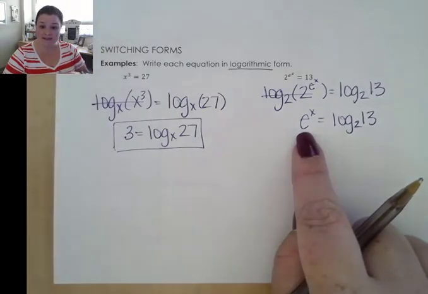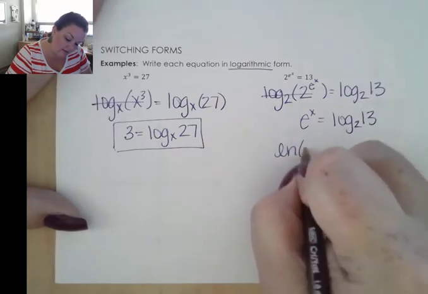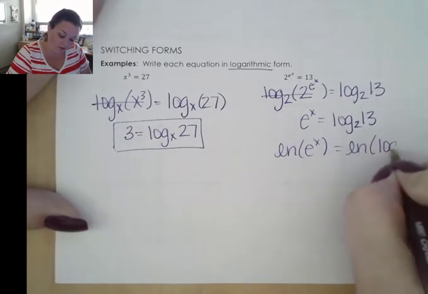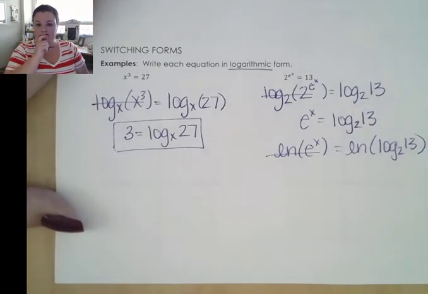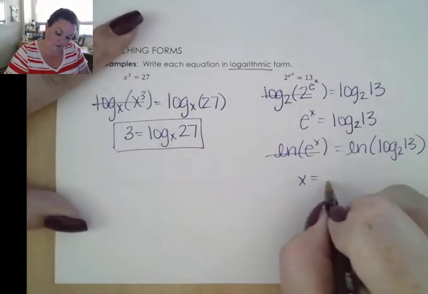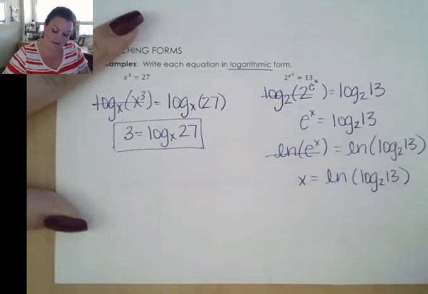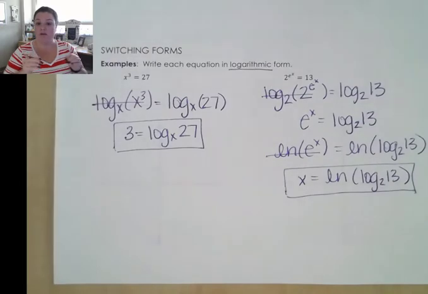And remember, log base e is our natural log. So we're going to take the ln of e to the x, and we're going to take the ln of log base 2 of 13. That way, my ln and my e will cancel, and I'm left with x is equal to ln of log base 2 of 13. And now I have an equation that's completely in logarithmic form.